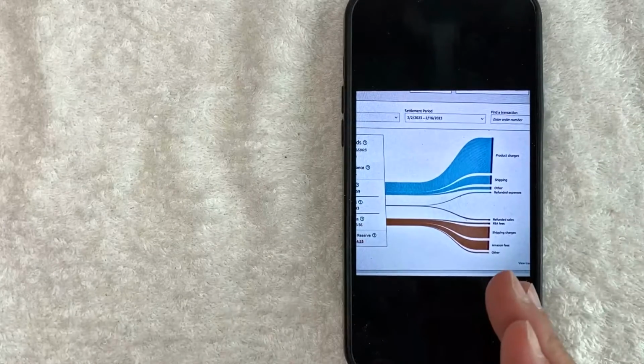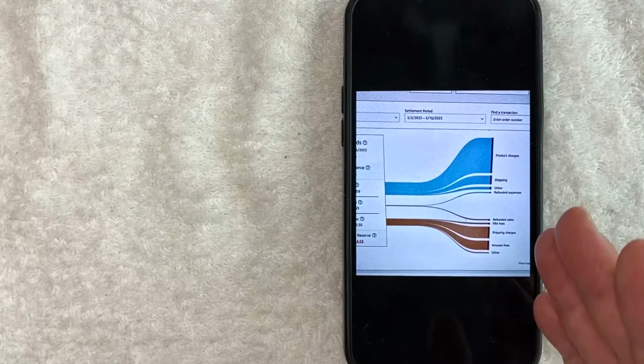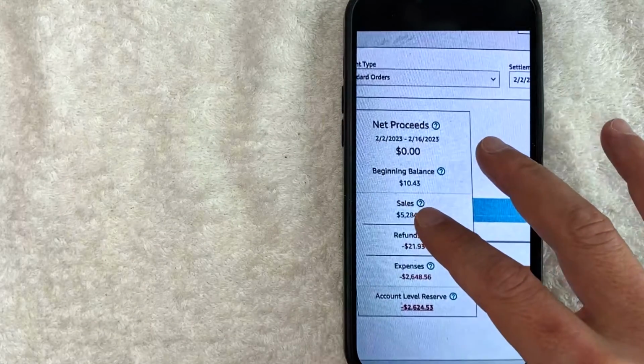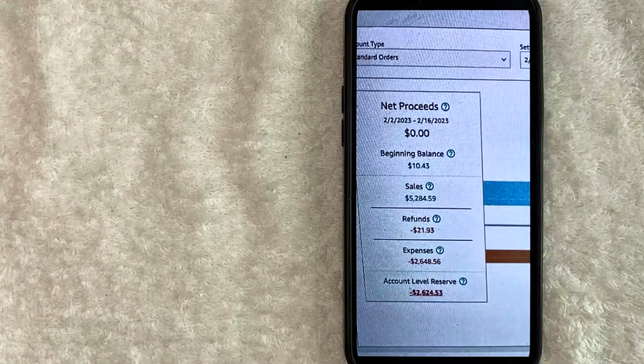So there you have it. If you're wondering how to read your Amazon FBA net proceeds graphic, that's the easiest way I know how to read it. So don't be alarmed if your net proceeds says zero. That is usually going to be a typical process depending on what tier of account you have.